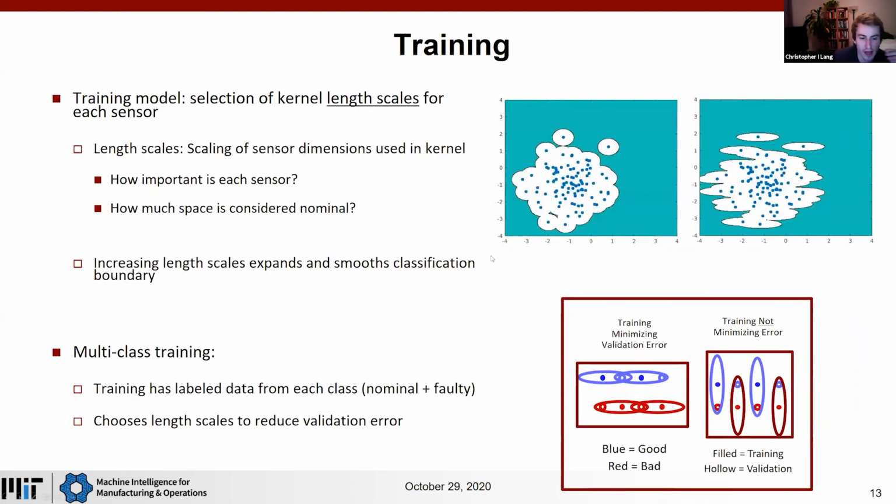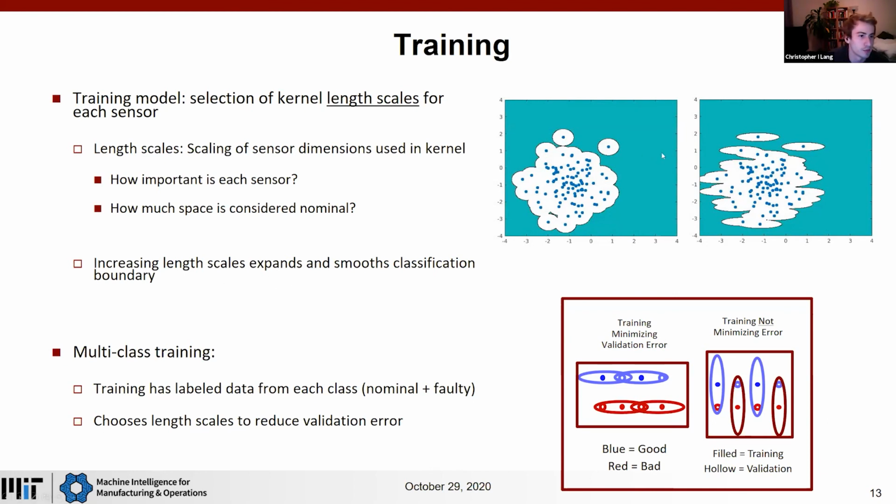So I've talked a little bit about the model itself, but I haven't talked about how you end up training the model. Training the model essentially comes down to selecting the kernel length scales for each of the sensors. The length scales are basically the scaling of the sensor dimensions that are used in the kernel. And this basically says A, how important is each sensor, and B, how much space is considered nominal.